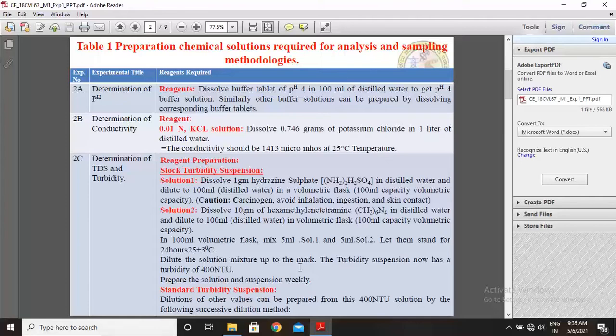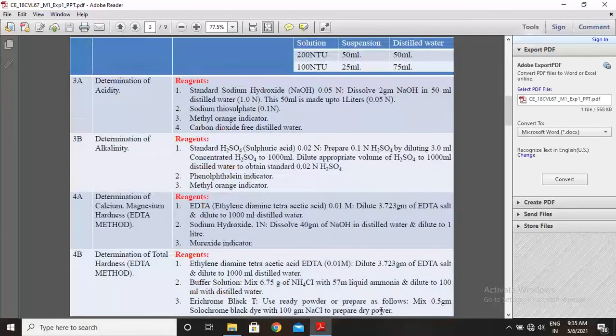Next, standard turbidity suspension is prepared. Dilutions of other values can be prepared from this 400 NTU solution by the following successive methods. For 200 NTU, take 50 ml suspension, take 50 ml distilled water. Now it becomes 200 NTU. For 100 NTU, take 25 ml suspension, 75 ml distilled water. Now it becomes 100 NTU.